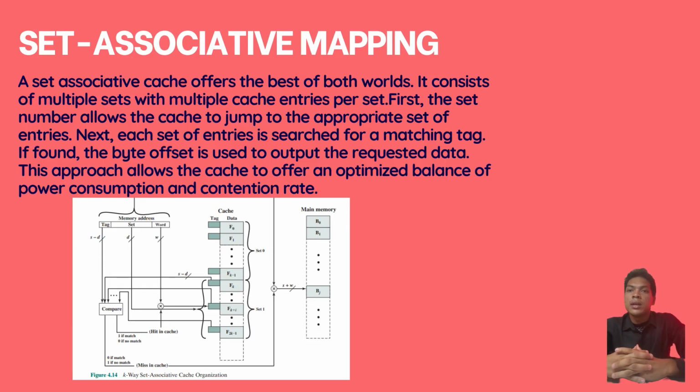So next, set associative mapping. A set associative cache offers the best of both worlds. It consists of multiple sets with multiple cache entries per set. First, the set number allows the cache to jump to the appropriate set of entries. Next, each set of entries is searched for a matching tag. If found, the byte offset is used to output the requested data. This approach allows the cache to offer an optimized balance of power consumption and contention rate.